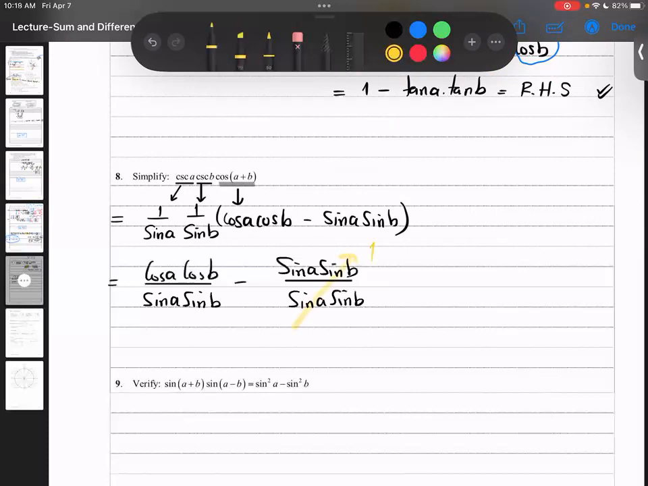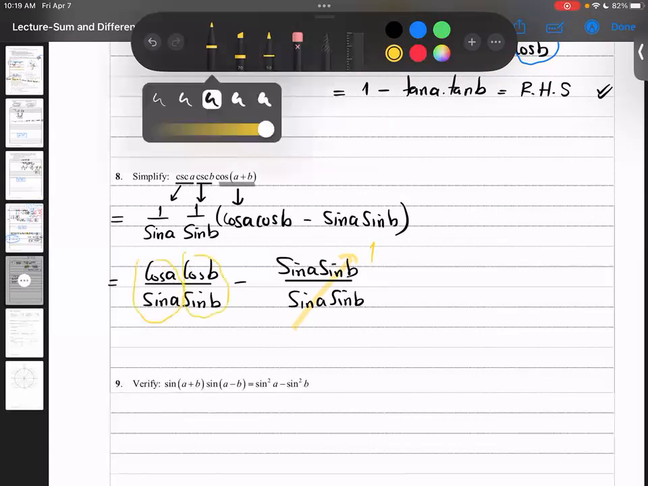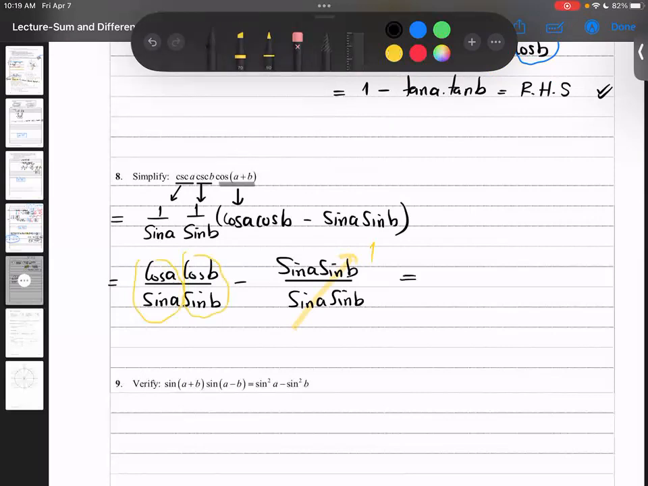That part is 1. Cosine over sine will be, yeah, cotangent, right? There you go. So you have cotangent A times cotangent B minus 1.